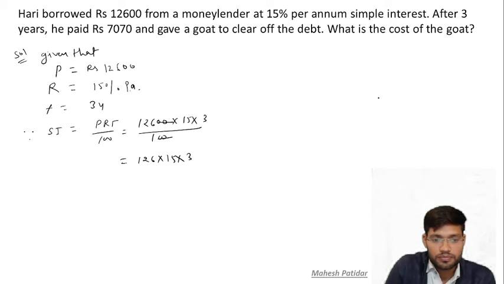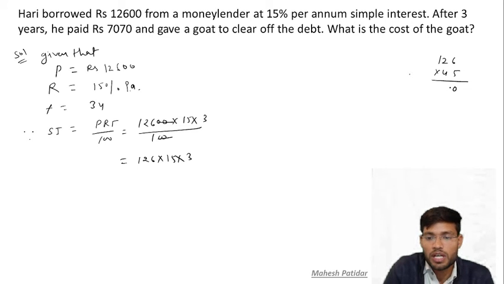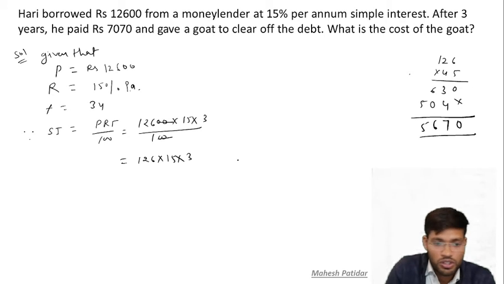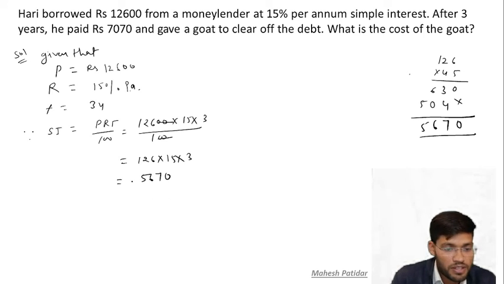That means 126 multiplied by 45. 5 sixes are 30, 5 twos are 10 and 3, 5 ones are 5 and 1. 6 into 4, 6 fours are 24, 4 twos are 8 and 2, 0, 4 ones are 4 and 1, 5. So 0, 7, 6 and 5. So SI will be rupees 5670.